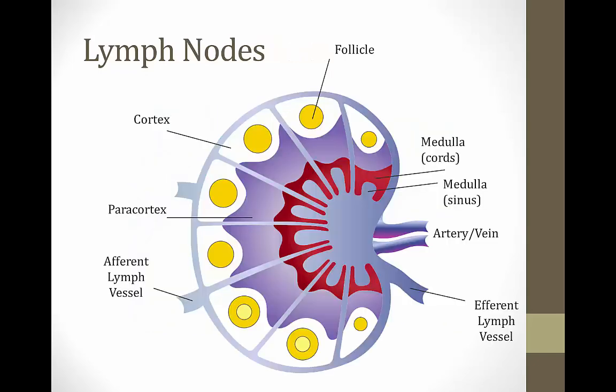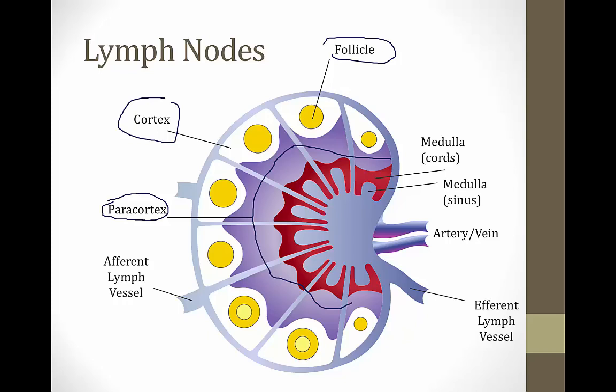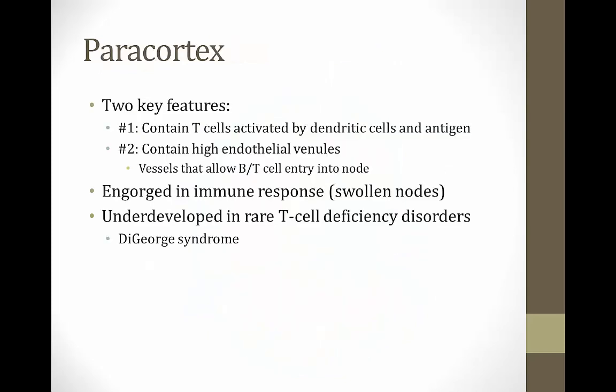So back to our picture of the lymph node, we've talked about the cortex and the follicles, and now we're going to talk about the middle region of the lymph node, and that's called the paracortex. It's depicted by this purple section in here, and the paracortex is where the T cells are housed. So there are two important features of the paracortex that you need to be aware of. The first is that they contain T cells, which can be activated by dendritic cells that present antigen. The second important feature of the paracortex is that it contains special structures called high endothelial venules. These are special vascular structures that allow B and T cells to enter the nodes.